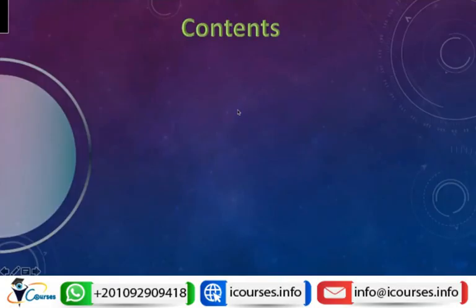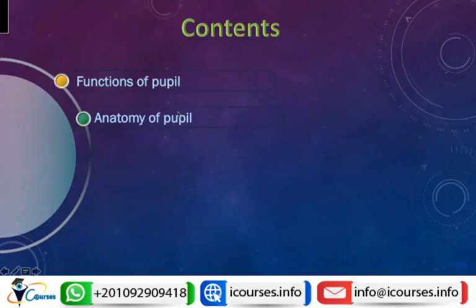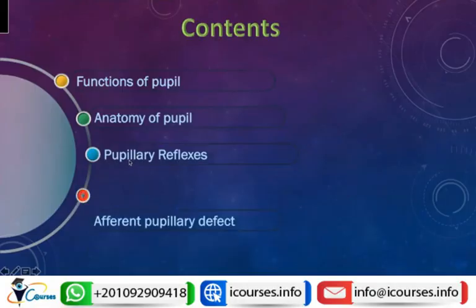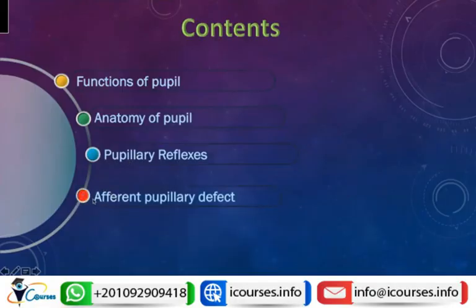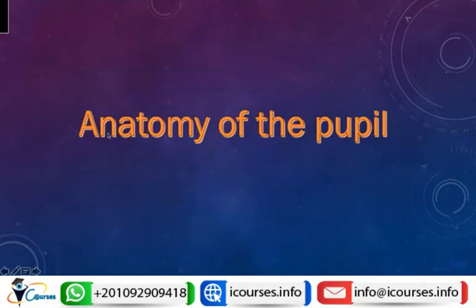So the outline of today's lecture will be about the functions of the pupil. As we get used to this now, we start with the functions of each structure, and we get a hint about the anatomy of each structure. So we will talk about the anatomy of the pupil and the muscles that control the size of the pupil. And then we will go to the pupillary reflexes, either the light reflex or the near reflex or the accommodation. And then we will address the abnormalities of the pupil, such as afferent pupillary defect and efferent pupillary defect.